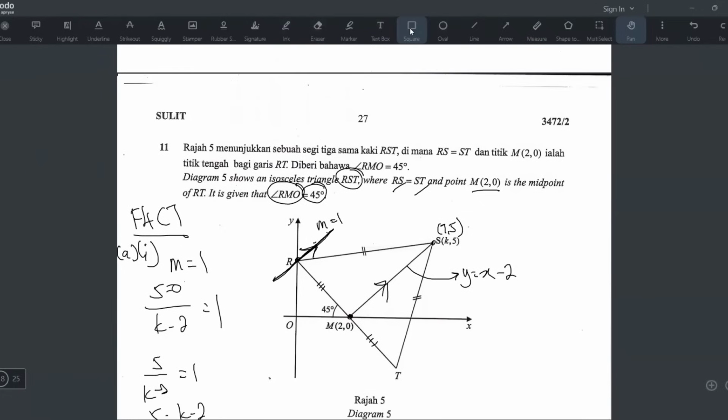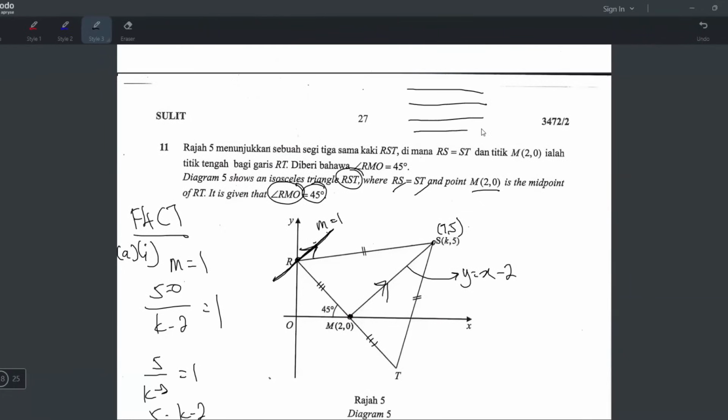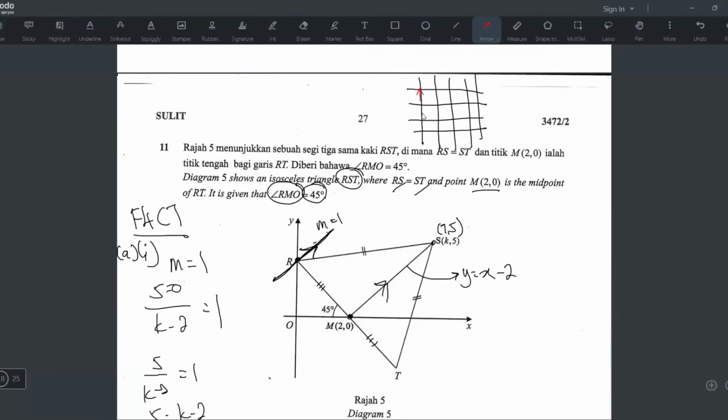So imagine this, guys. You have a square grid, and then you have something like this. This is your y-axis, and this is your x-axis. Let's say this is your 0, this is your 1, this is your 2, and this is your 1, this is your 2. Now imagine there's a point here, point M. So this is your point M.